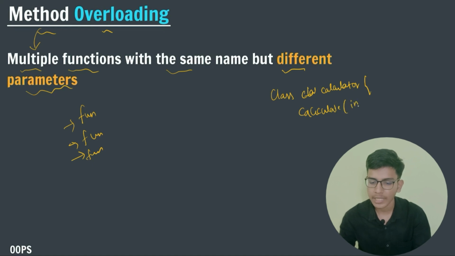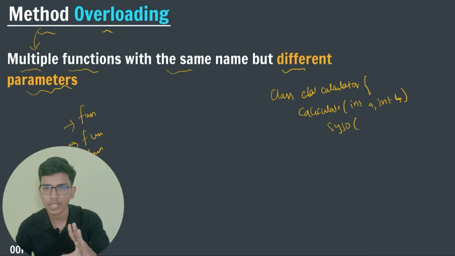In this I am passing int a, after that int b, right? So this will calculate the sum of a plus b. So let us consider that whatever class we are creating, this class will only calculate the sum of two numbers, right? So this class will calculate or print the sum of two numbers.